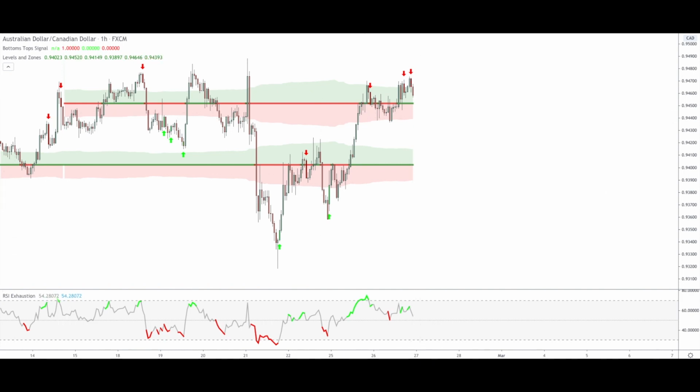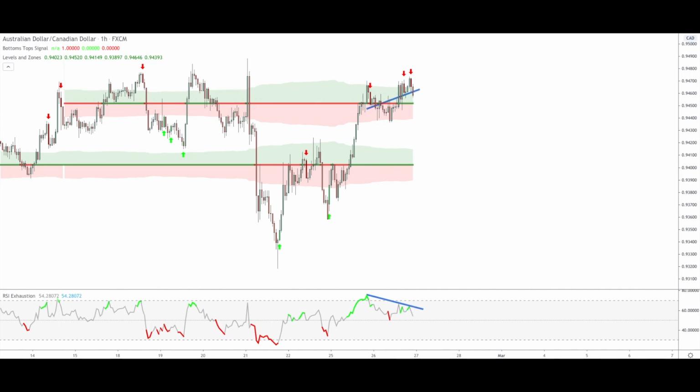It's an interesting opportunity and it's very clear. The price is moving higher, but at the same time the RSI is moving substantially lower. The first condition that we always check with the bottom stop signal and the RSI exhaustion is to have divergence between the price and the RSI exhaustion. In this case, we do have divergence, so the first condition is met.